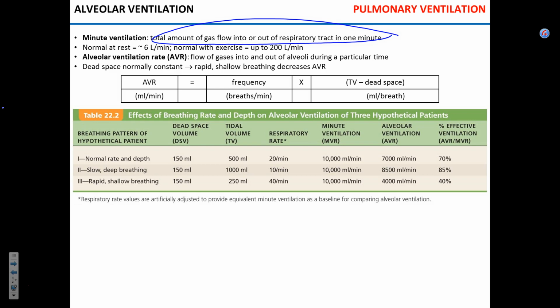10,000? Yeah, 10,000 mL. Does that make sense? We multiply half a liter by 20. There you go. Makes sense, right? Now, that does not correspond to the amount of air that actually reaches the alveoli, because some of that air goes into the dead space. And here comes the alveolar ventilation rate. That's the volume of gas that actually reaches the alveoli in a minute.